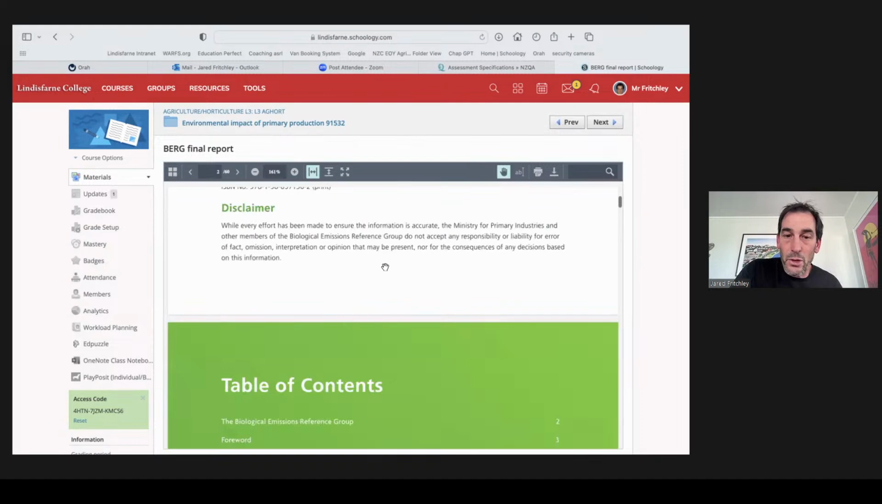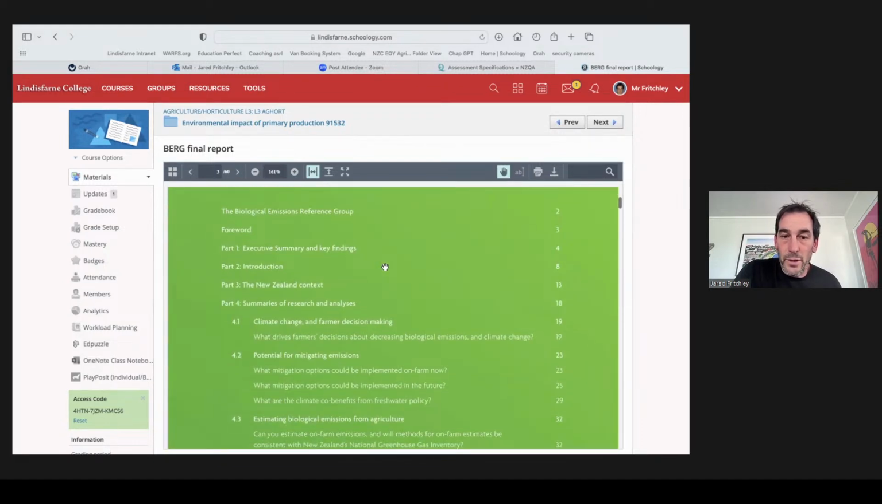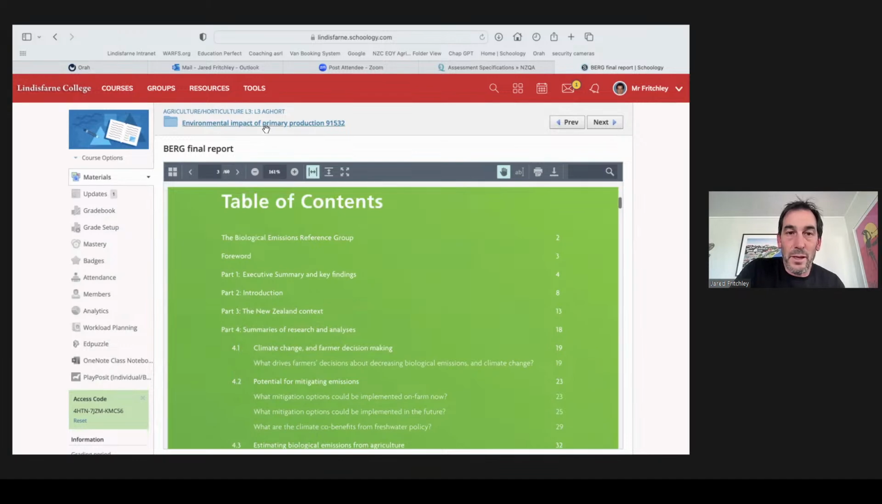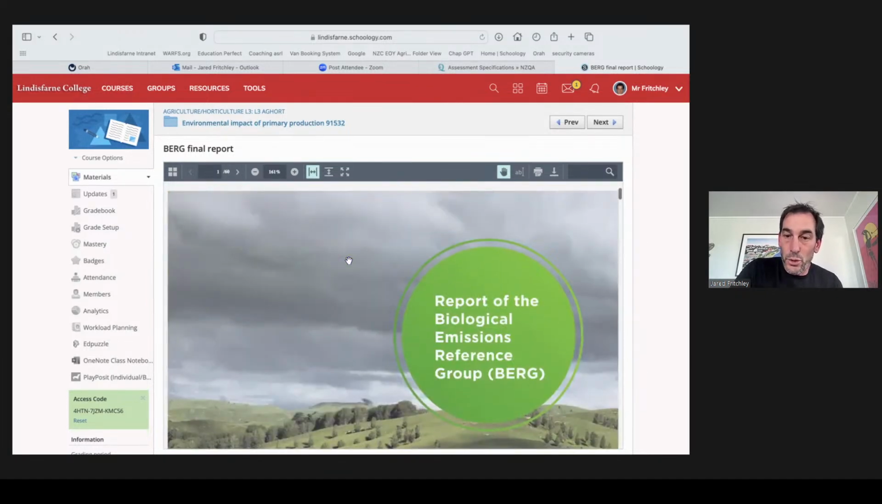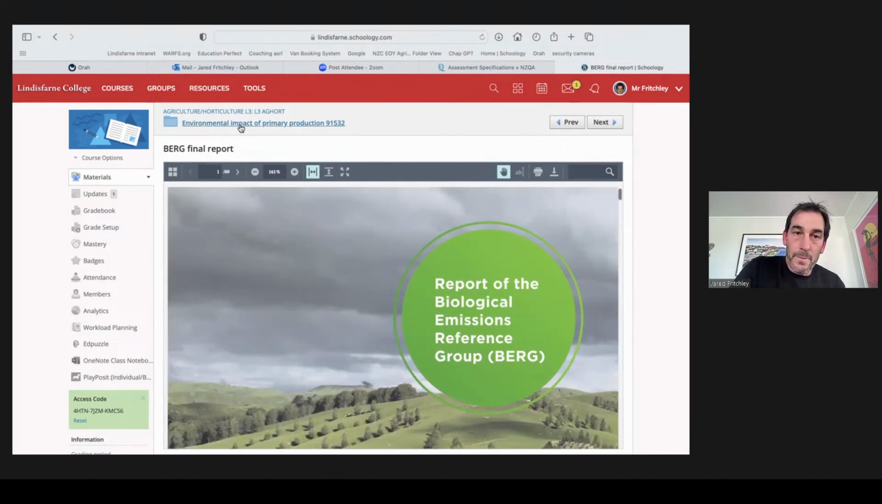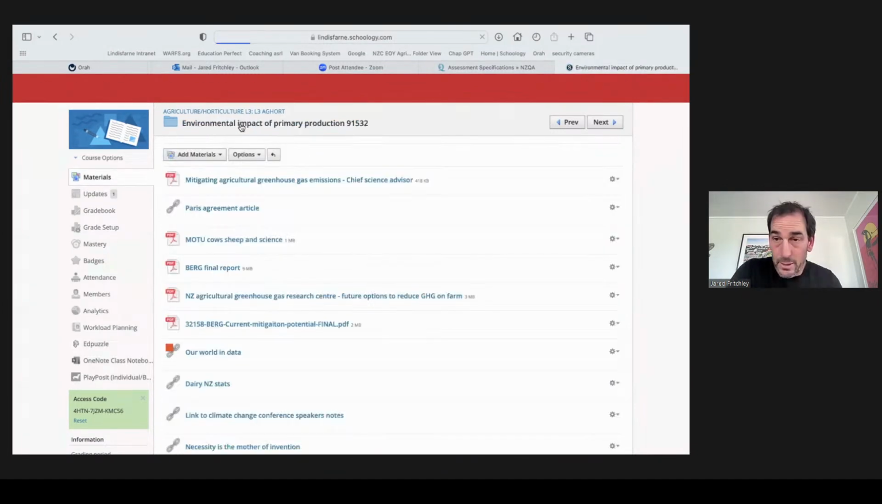So those guys there were looking at, again, what are the greenhouse gases, impacts of the greenhouse gases on the environment, and ways we can reduce our emissions. So again, there's plenty of good stuff if you wanted to have a bit of a peek. So again, you'd search for the Berg report. I'll do a couple more in case you're still awake.